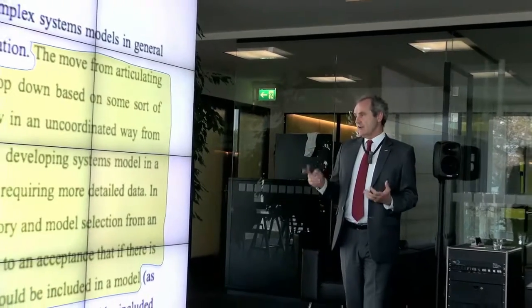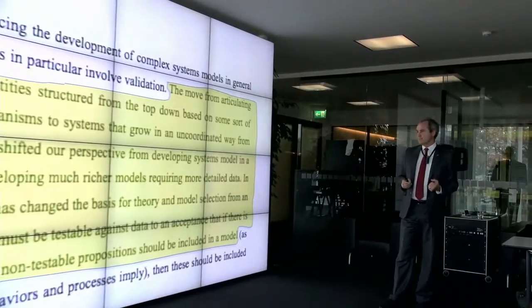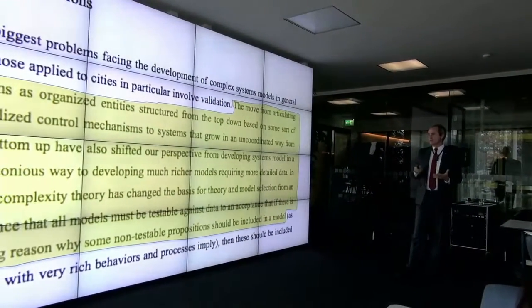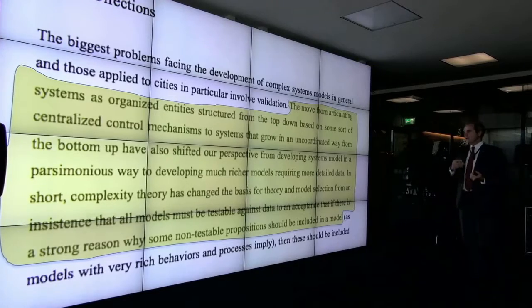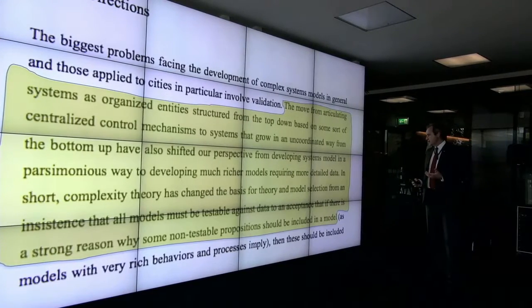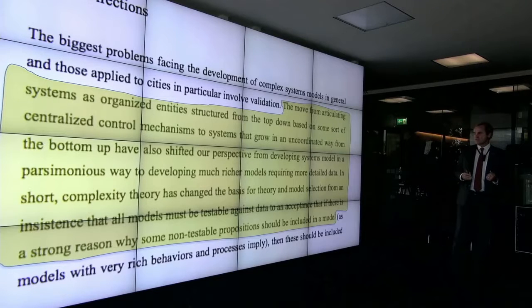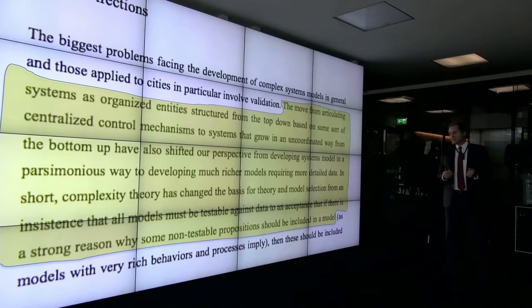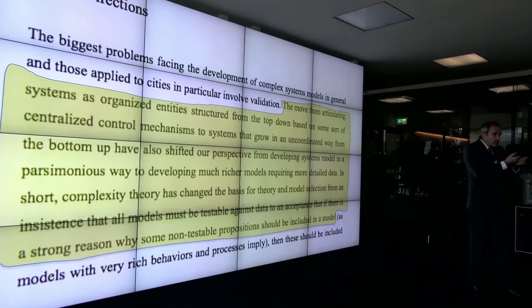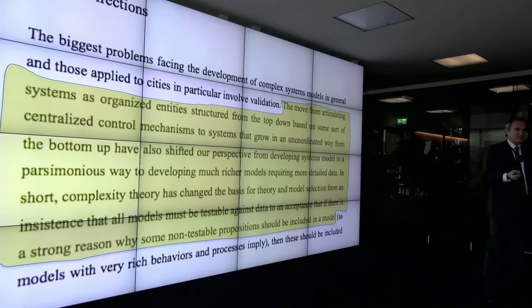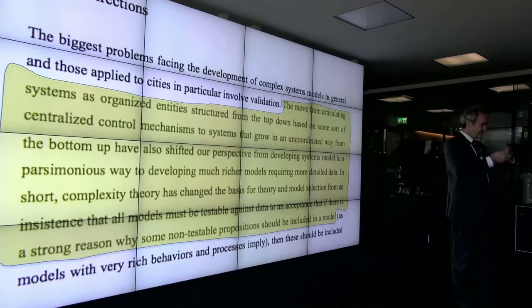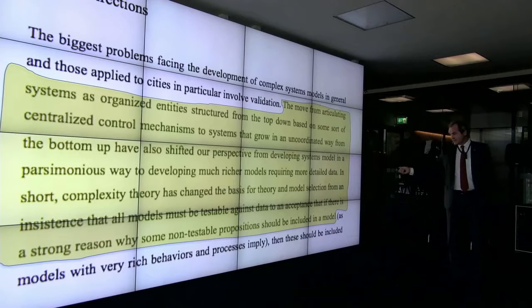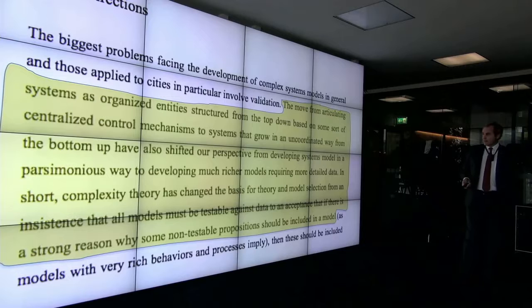Model in a parsimonious way to developing much richer models requiring more detailed data. So that's the link to the big data. In short, complexity theory has changed the basis for theory and model selection from an insistence that all models must be testable against data to an alternative. So that, of course, is shaking the very foundations of science, because in science you should be able to test every theory, everything that you have done, every prototype against data which are coming up later. But the system of a city being so complex, this is basically impossible.